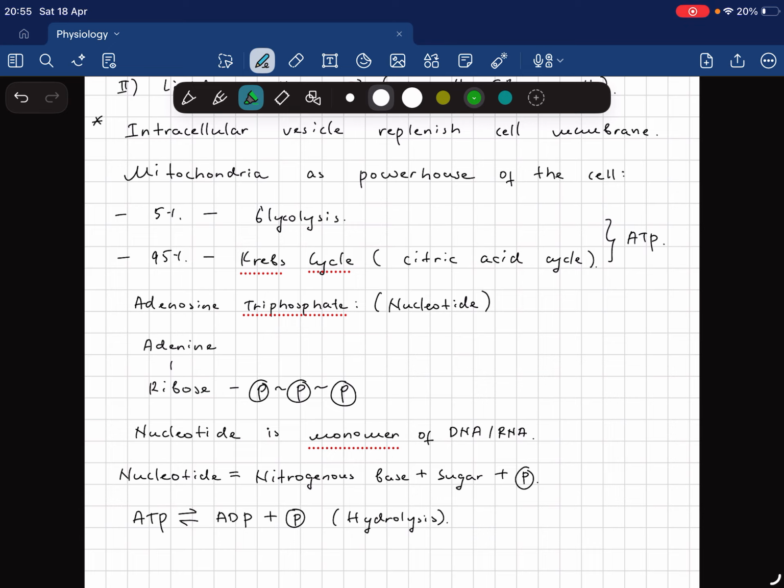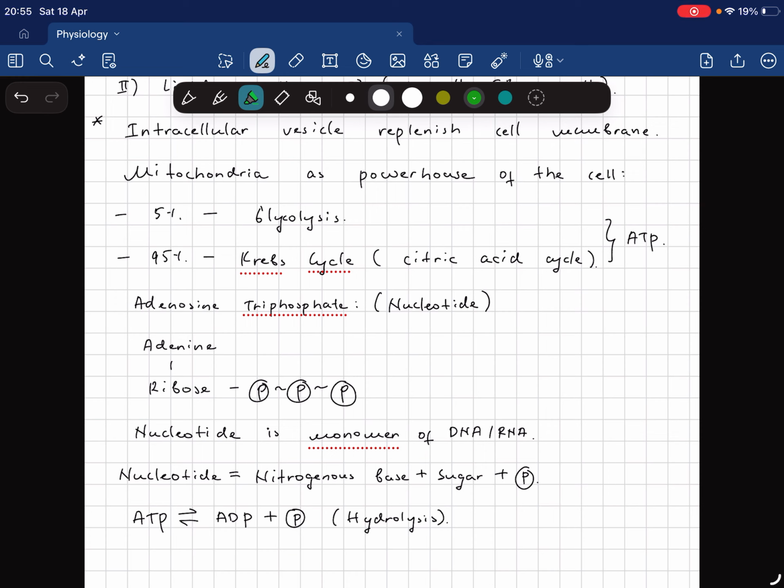And adenosine triphosphate. So what is ATP basically? Basically ATP is a nucleotide. So what is a nucleotide? You are asking me that, right? Adenosine, ribose, and 3 phosphates, this is the structure of ATP. And as I said before, ATP is the basic unit of energy in cellular activity. A nucleotide is also the monomer of DNA and RNA, which are polymer molecules. A nucleotide consists of three things: nitrogenous base, sugar, and one phosphate molecule.